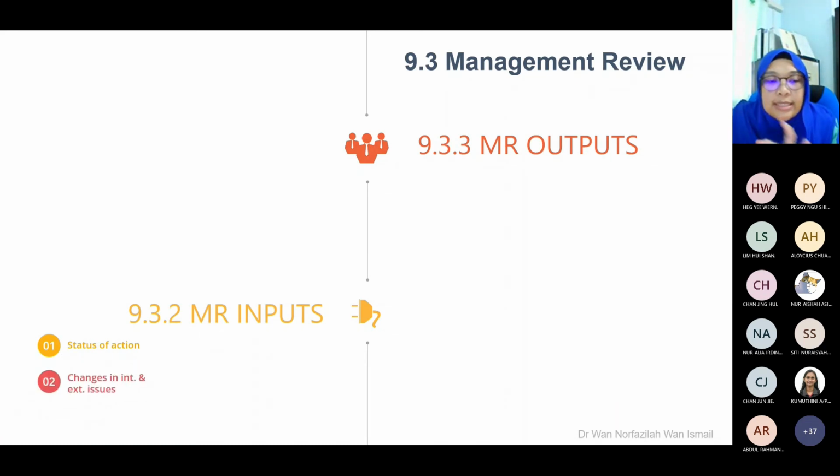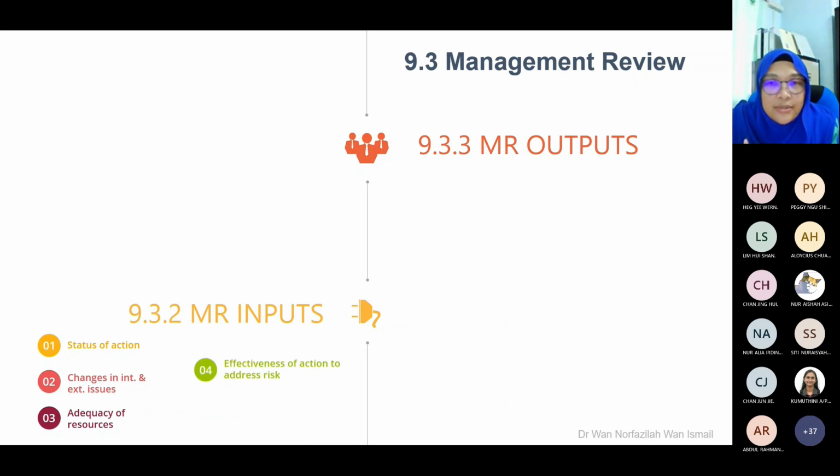Okay, next, any changes in internal and external issues, you need to report during the management review meeting as well. Adequacy of resources. Okay, if you have any limited resources that you already identify, tak cukup staff, tak cukup equipment, tak cukup space untuk letak equipment, that one is adequacy of resources, so you need to report during management review.